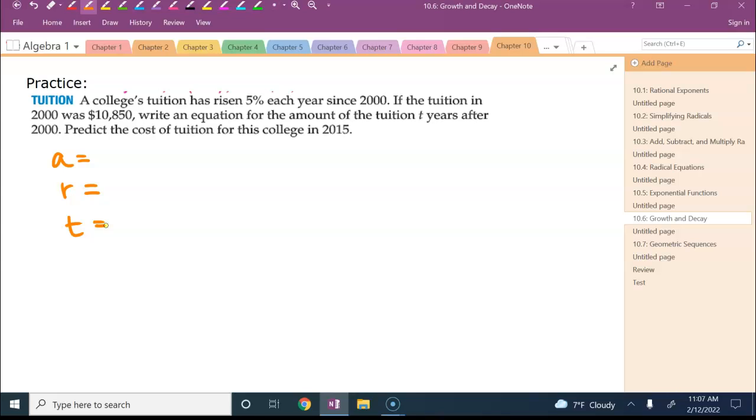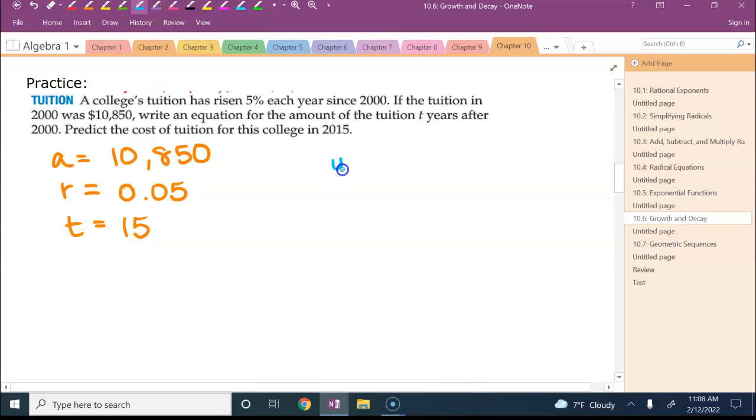So the initial amount that we put in for tuition is that $10,850, so that's going to be your A. The rate has been rising by 5% every year, so take 5% divided by 100 to get 0.05. And T, we want to figure out how many years have passed here. So it says that it has been rising since 2000, and they want to know what the cost might be for 2015. So from 2000 to 2015, 15 years have passed, so that's going to be your T.